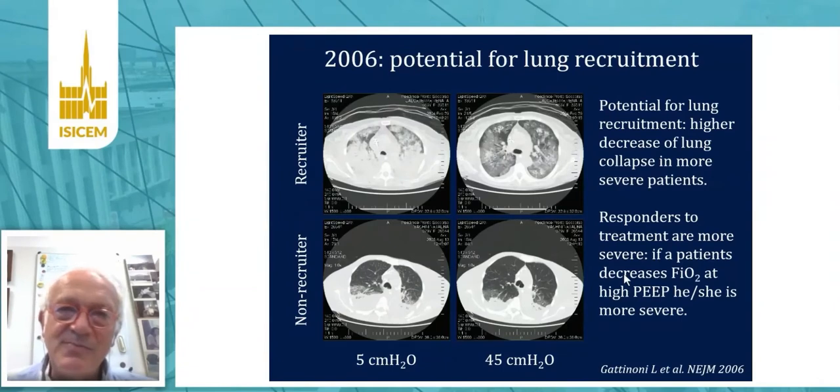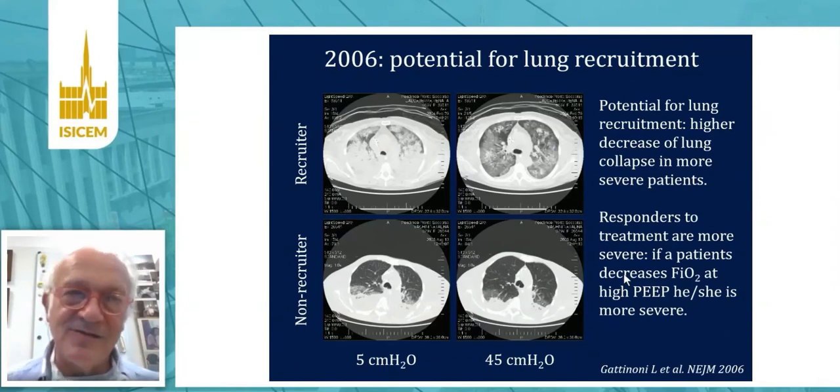The next important use of CT scans in ARDS relates to the measurement of the recruitable lung. Lung, to be recruitable, needs to be collapsed. So the patients that are more recruitable are those that have more collapsed lung. That is, recruitable patients are those that have the most severe impairment in gas exchange.